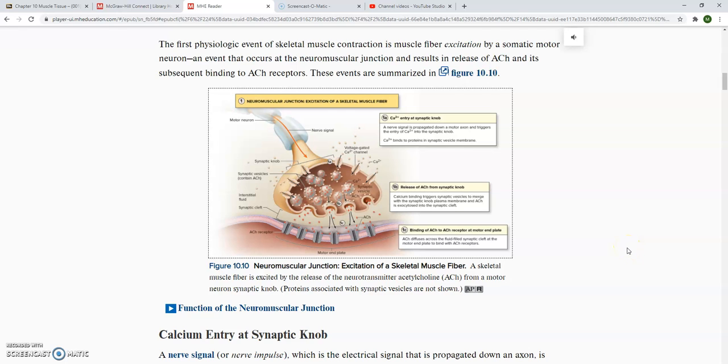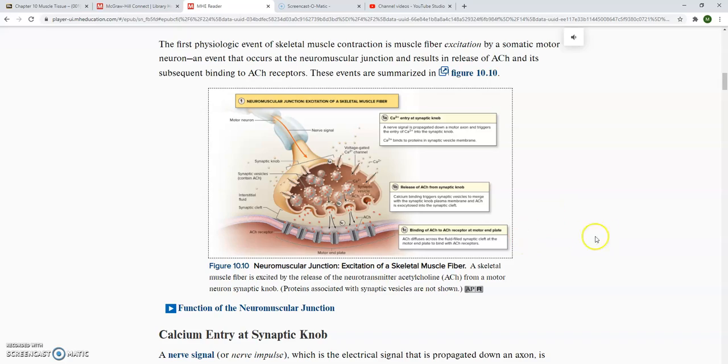Hi AMP1 students. In this video we are going to talk about tetanus and botulism. And since we already understand the anatomy and physiology of skeletal muscle cells, then we can understand how tetanus and botulism can lead to abnormal skeletal muscle functioning.